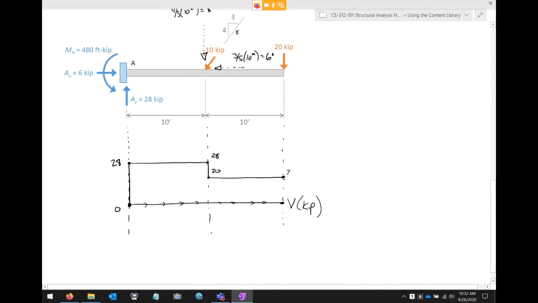Over to 20, drop down 0. Exactly straight, starting and ending at 0 should be pretty straightforward. Now we need to determine the area of each of these rectangles. So over here on the left, it's just going to be 28 times 10. So that's positive 280. And then over here, positive 200. Okay. Everybody with me so far?